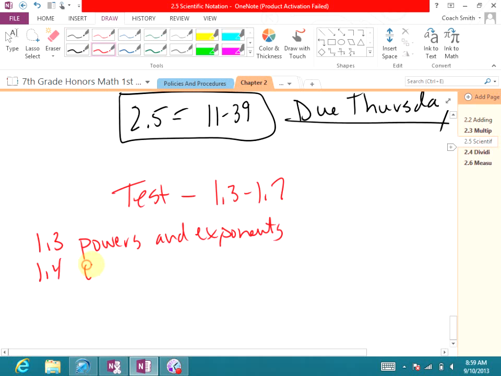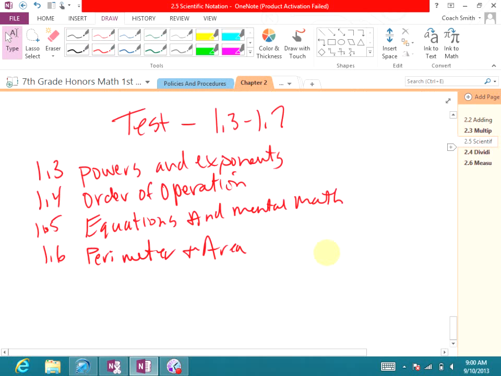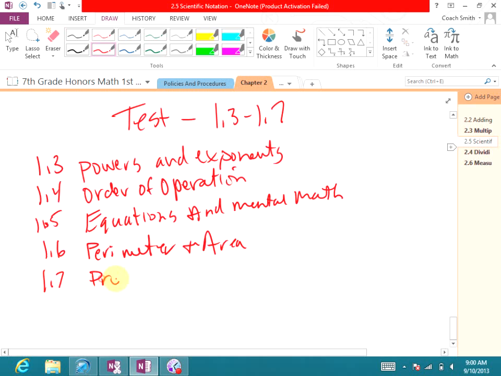1.3 is powers and exponents. 1.4, I believe, is order of operation. 1.5 is equations and mental math. 1.6, perimeter and area. And then 1.7, problem solving. Okay, so that's what it'll be over.